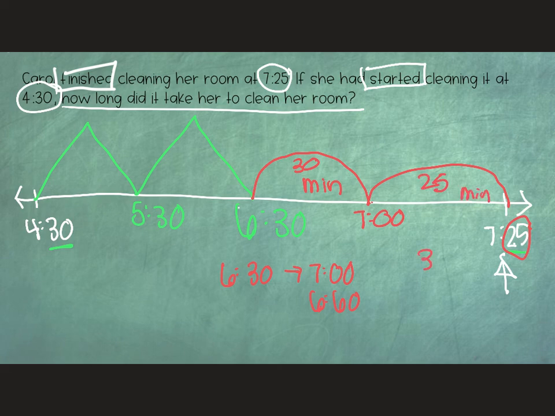So now I need to add up my minutes together and my hours. So I have 2 hours here, right? 1 hour and then 1 hour. So that's 2 hours and 55 minutes. So there you go.